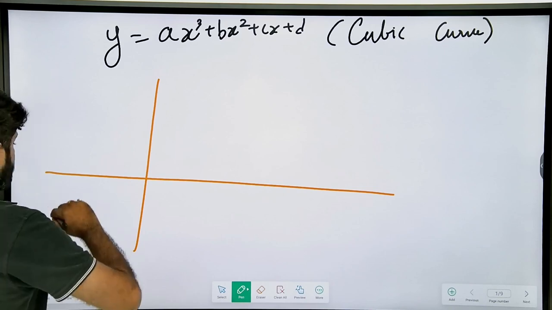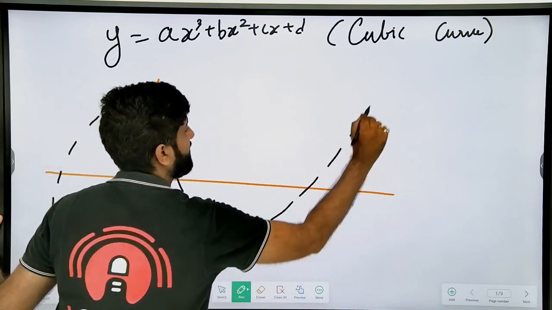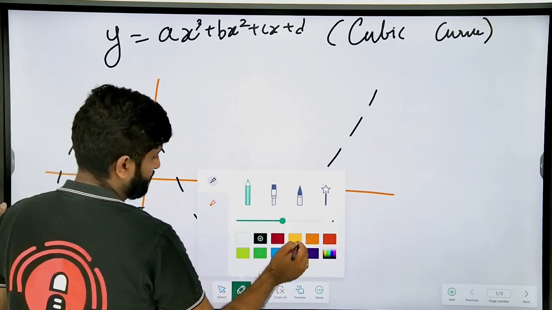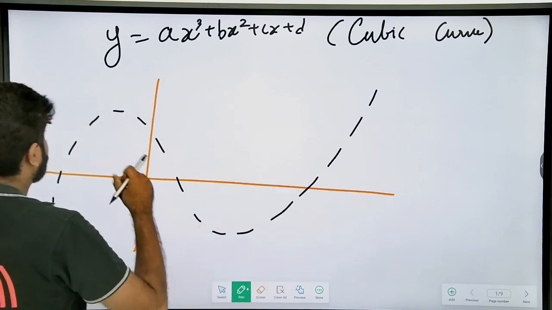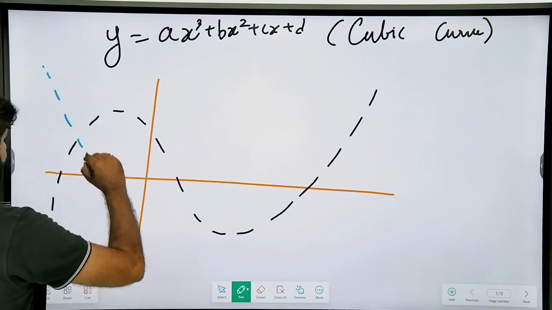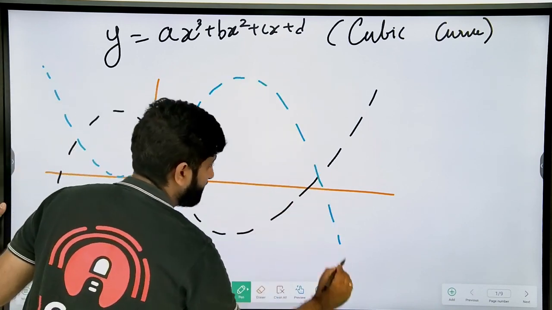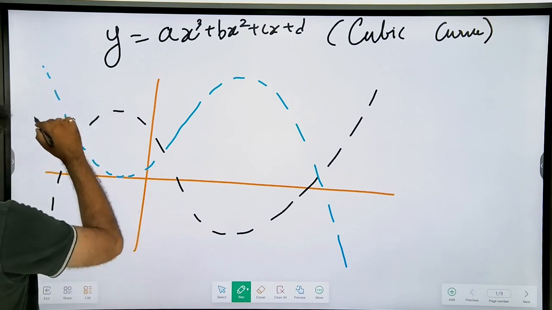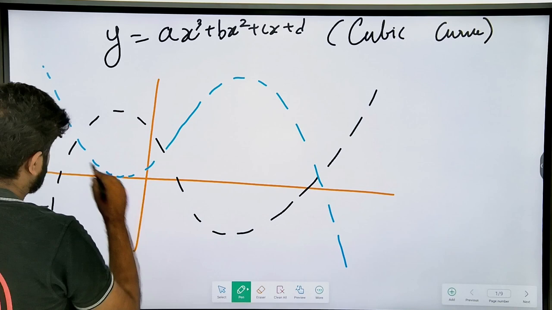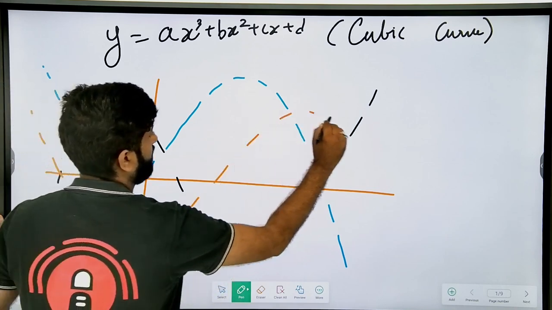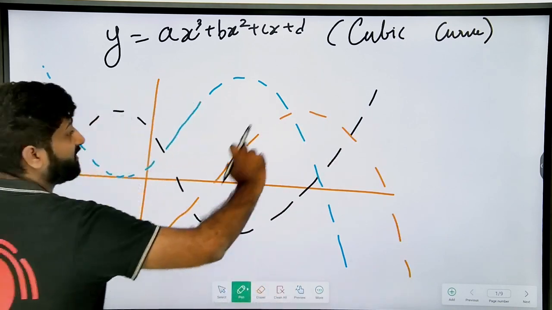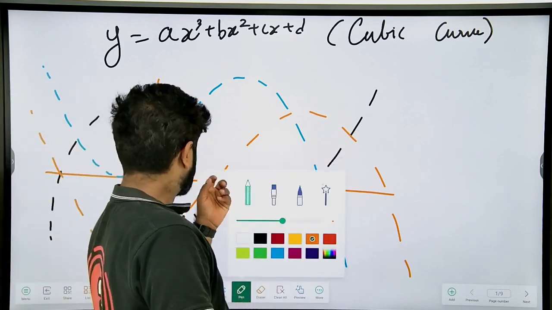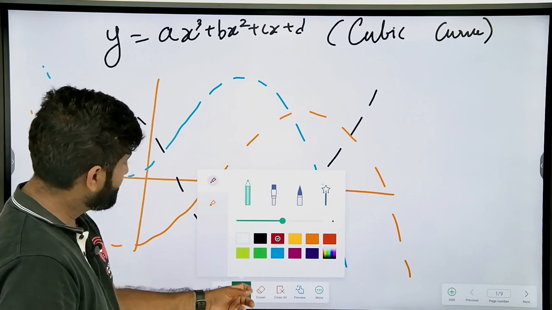Guys, a cubic curve generally looks like this, or it may also look like this, or it may also look like this. These are 3 different cubic curves. Now guys, what are the important points in a cubic curve?